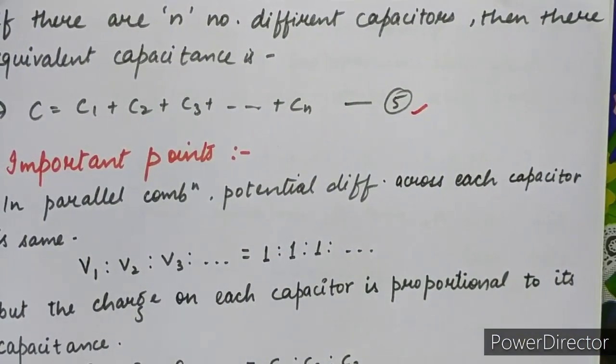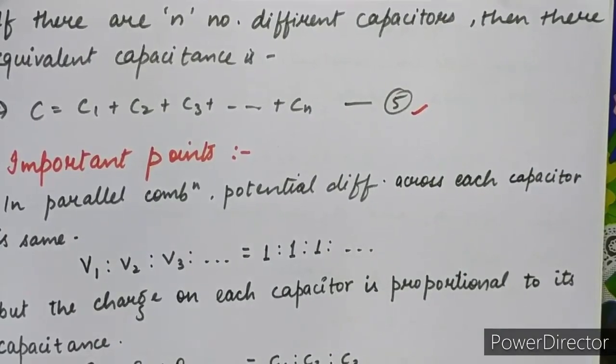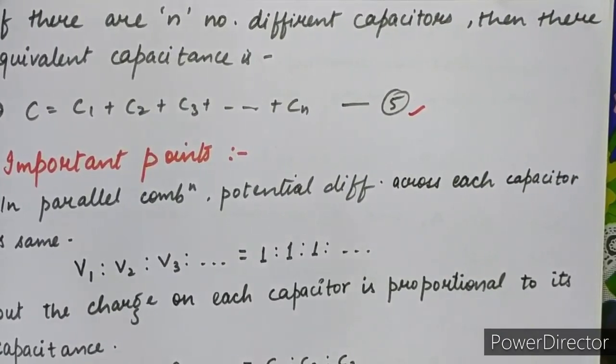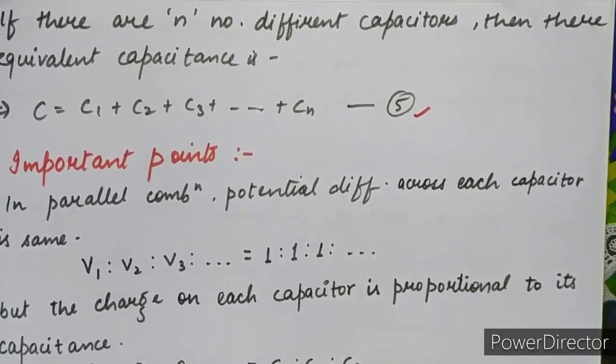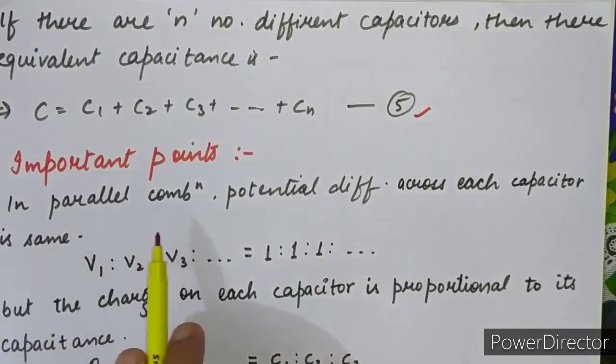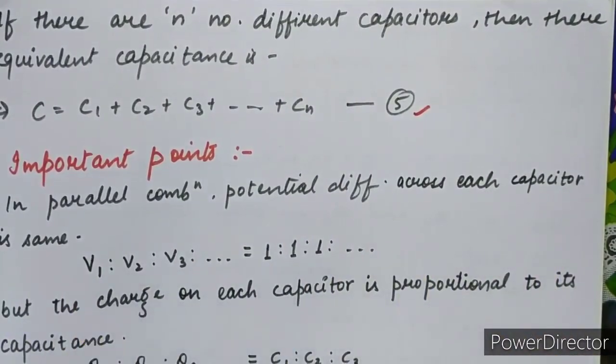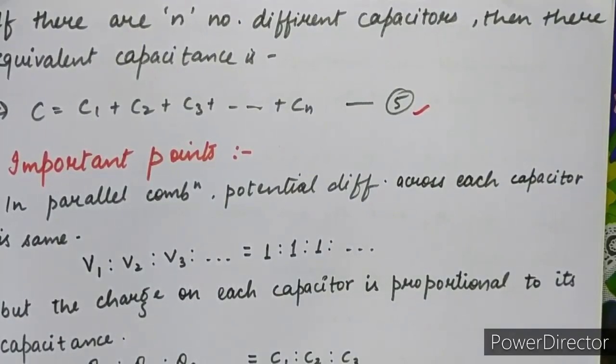Now in this also we have some important points. As in the series combination, parallel combinations also have some important points. The first point is that in a parallel combination, the potential difference across each capacitor is the same, which we have just discussed. And in a series combination, which quantity is the same? Charge. And in a parallel combination, potential difference.